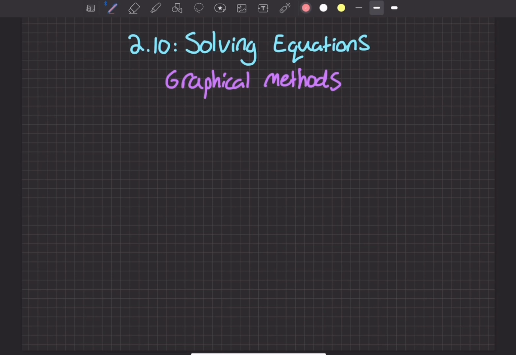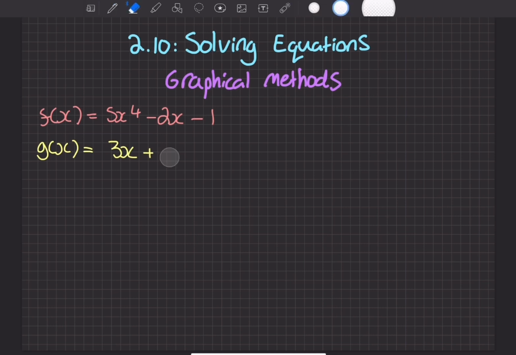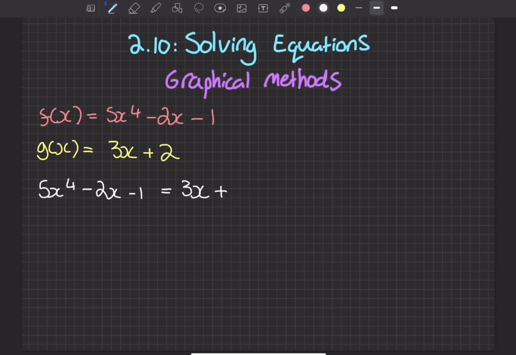And now we move on to graphical methods, which is where you use a calculator or another graphing tool to solve equations. So let's say you had two functions, right? You have f of x, which is equal to 5x cubed minus 2x minus 1. And you have g of x, which is 3x plus 1 or something, 3x plus 2, let's say. And you want to see where these two lines intersect each other. So you want to see where 5x cubed minus 2x minus 1 equals 3x plus 2, right? What values of x do these two equal each other?